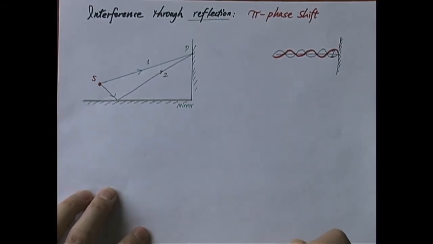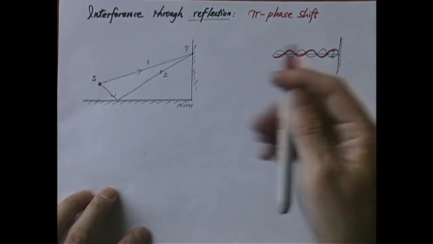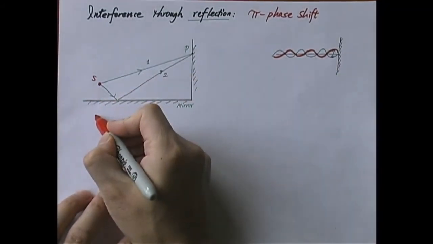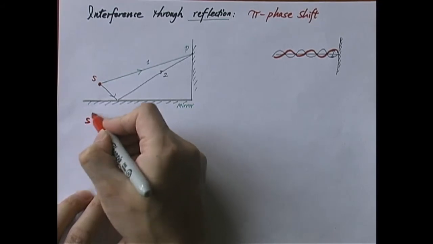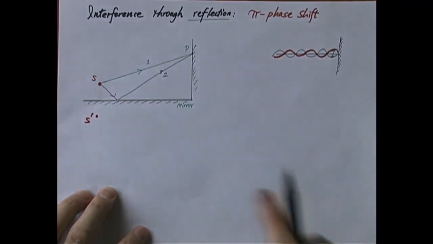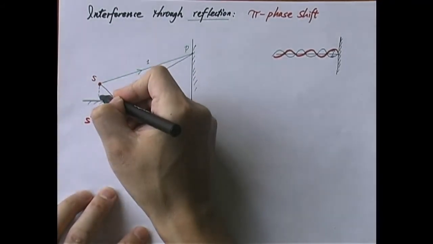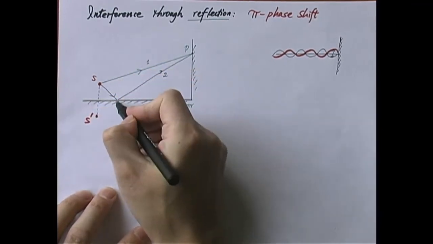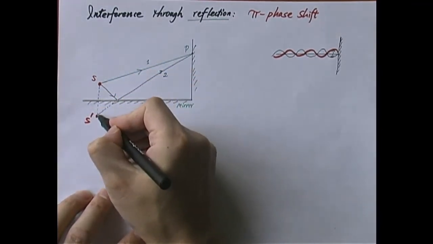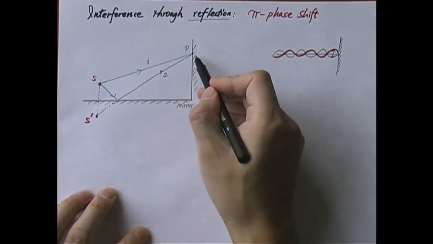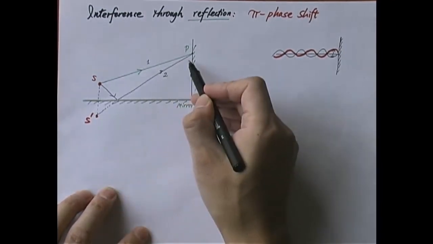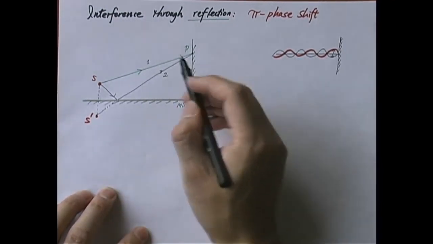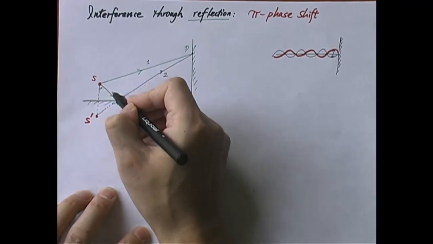Now, to make the geometry a little bit easier, what I can do is find the mirror image of S. We call it S prime. It is clear because of the geometry that when I connect these two points, I'm going to get a straight line. Okay, this is a straight line, right? Can you see that? It is a straight line because these two angles are the same.